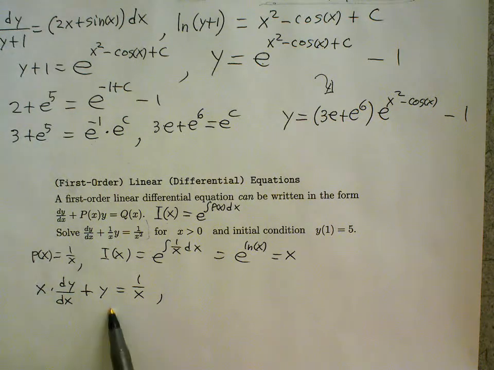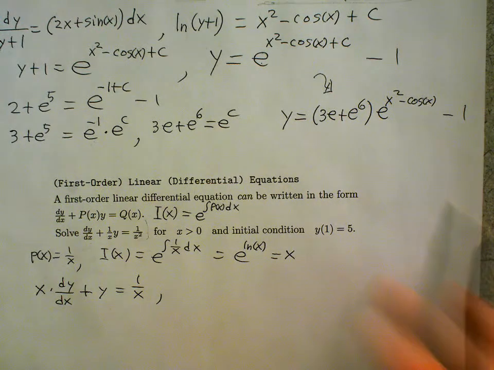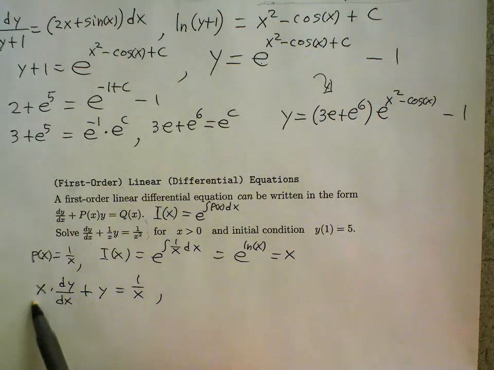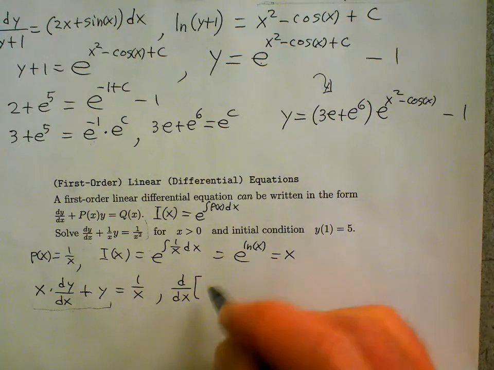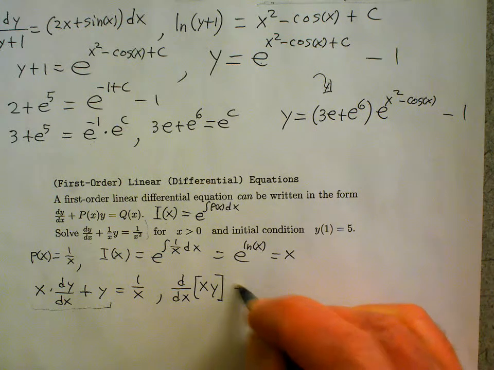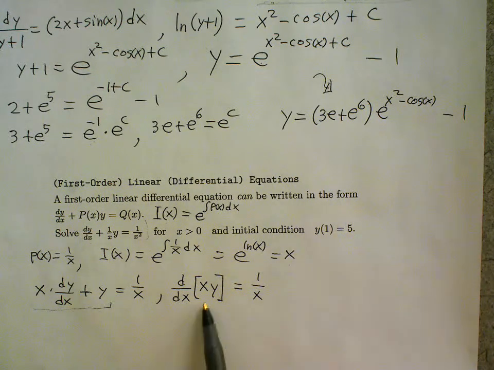And the left-hand side is the derivative of a product. So if we rewrite x times dy/dx plus y as the derivative with respect to x of the product x times y, and that's equal to the right-hand side, 1 over x. And since the left-hand side is the derivative of the product xy, we integrate both sides.